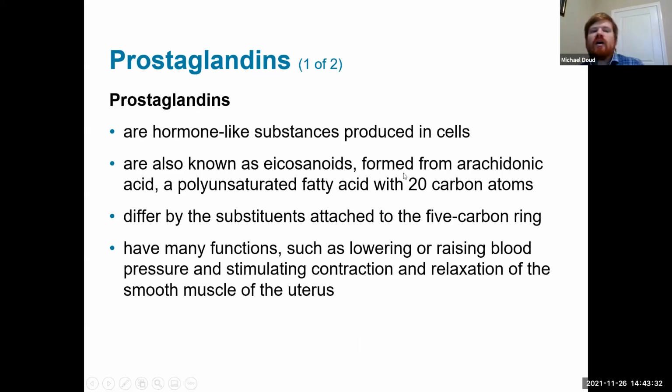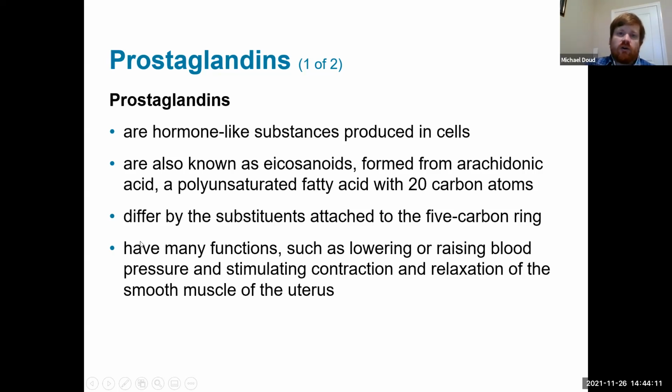Okay, great. So we're ready to talk about arachidonic acid and one of the really interesting health consequences of lipids, which is prostaglandins. Prostaglandins are hormone-like substances that your cells produce. The other name for them is eicosanoids, and because these are formed from arachidonic acid, remember that arachidonic acid had 20 carbon atoms and 4 double bonds. Basically, there's a 5-carbon ring, and it can differ based on the substituents that are bonded there. So that's kind of this prostaglandin thing that's going to be related to the arachidonic acid.